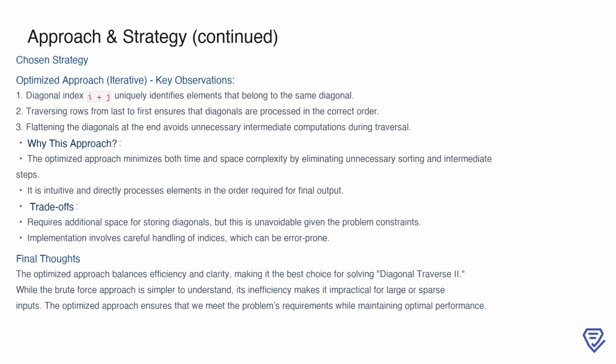While it does require additional space to store the diagonals, this is an unavoidable trade-off given the nature of the problem. Additionally, the implementation requires careful handling of indices, but this is manageable with attention to detail. By balancing efficiency and clarity, the optimized approach provides a robust solution to the problem. While the brute force method is easier to understand, it is not practical for large or sparse inputs, making the optimized approach the superior choice for both performance and scalability.